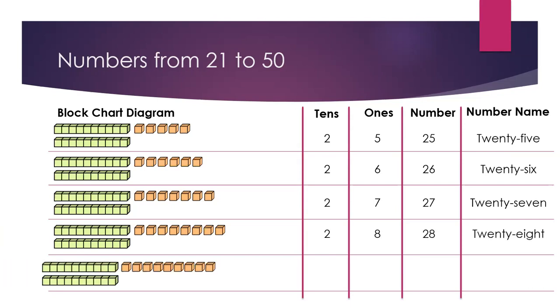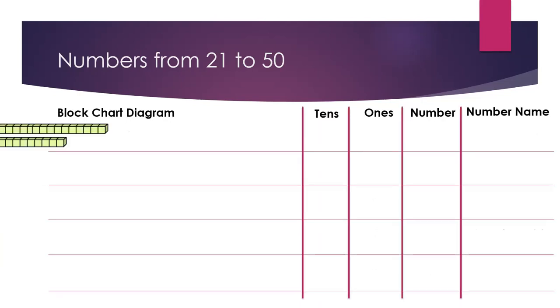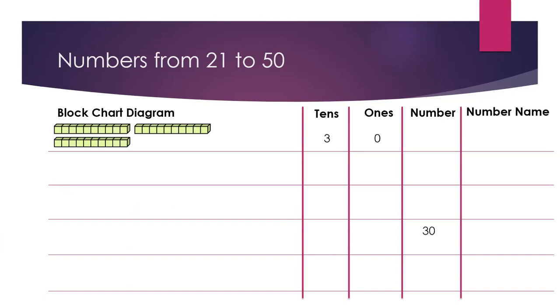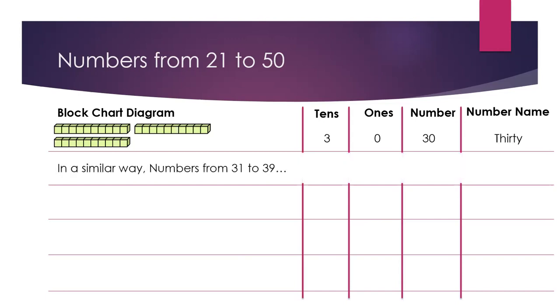And next, it is the block chart diagram of the next number. Why 29? Because 2 tens are there, 9 ones are there. So 2 tens, 9 ones forms the number 29. Now here is the next number. How many tens are there? There are 3 tens. And how many ones are there? None of them. So what is the number? 30. In a similar way, the numbers will increase from 31 to 39.